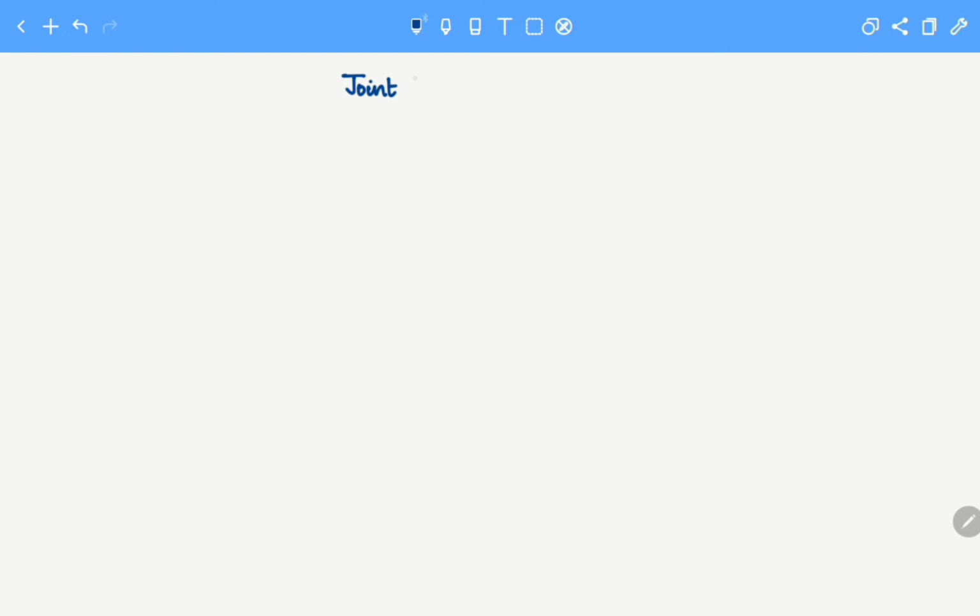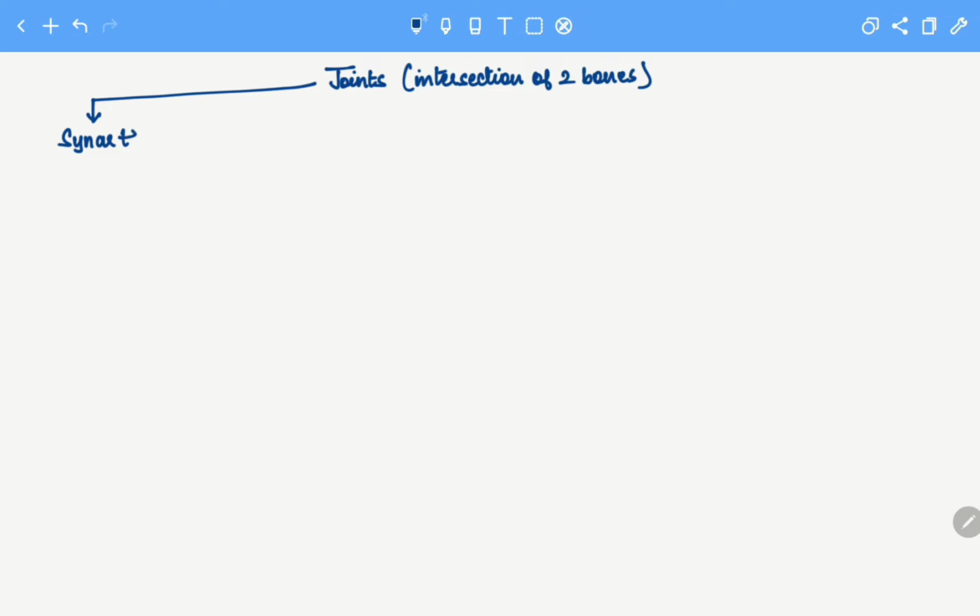So joints are the intersection of two bones. Now joints can be classified based on the range of mobility and the substances that connect two bones as Synarthrosis, Amphiarthrosis and Diarthrosis.